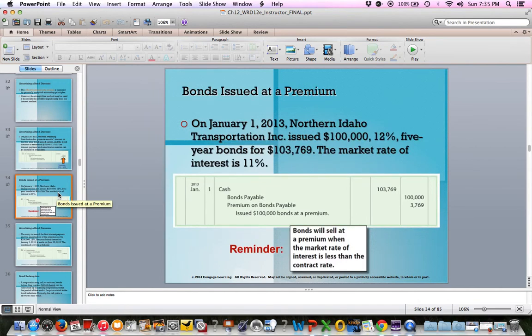Now another one, basically a premium example. So now we've got Northern Idaho Transportation, same situation, $100,000 bond, 12%, 5 years. But now notice the market rate of interest is 11, but our bond pays 12. Therefore, our bond is more valuable. People are willing to pay more than $100,000 to buy it. And so we'll debit cash for 103,769. We still credit bond payable based on the face amount of the bond, 100,000, and we credit the premium for the difference.